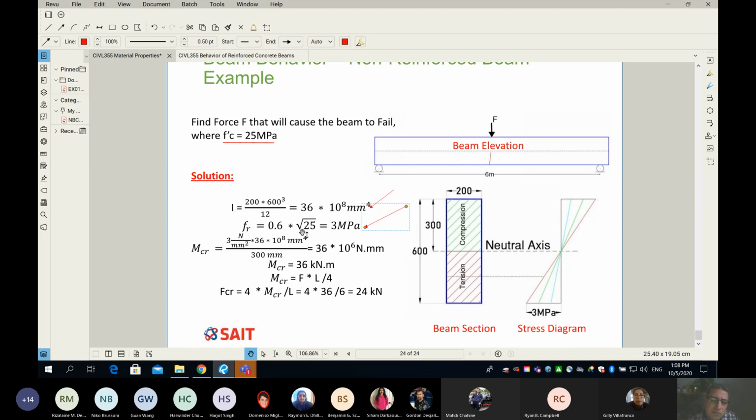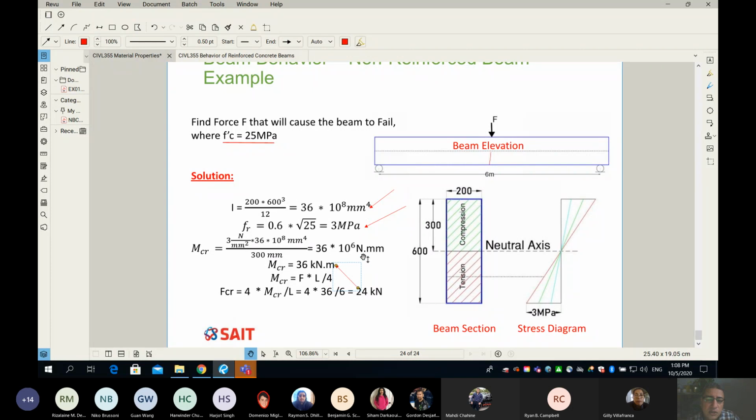So based on my math here, I found out that the force that's going to crack my beam is equal to 24 kilonewton. Okay, so what happens? It means if my force equals 24 kilonewton, then my moment is going to be 36 kilonewton meter, because it's FL divided by 4. So you get your moment here.